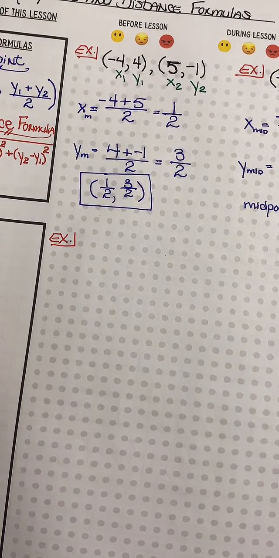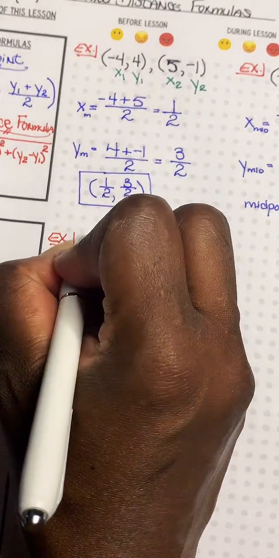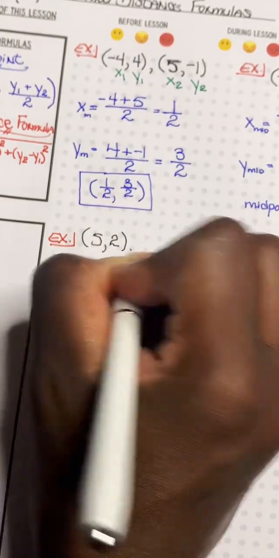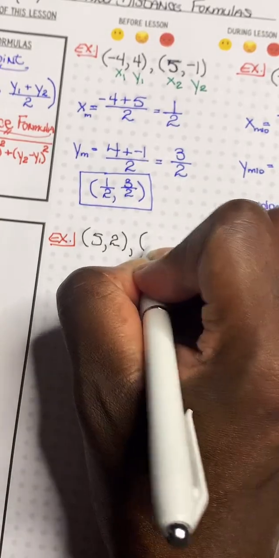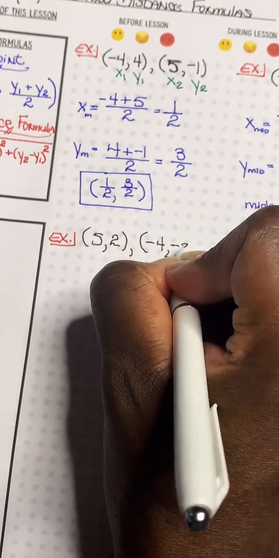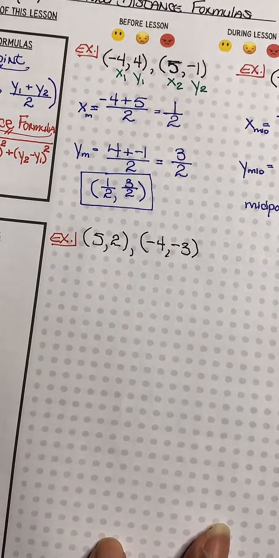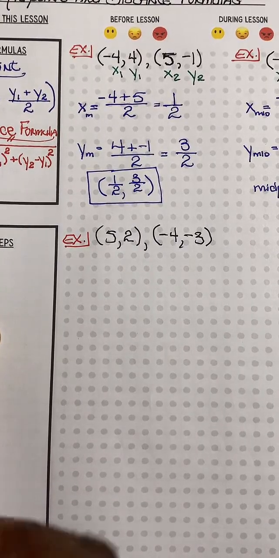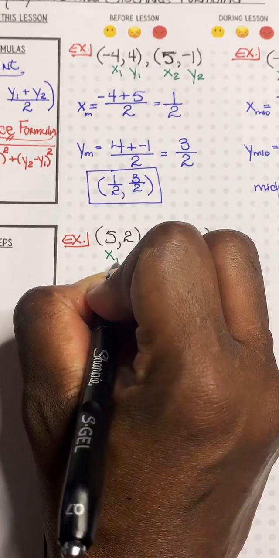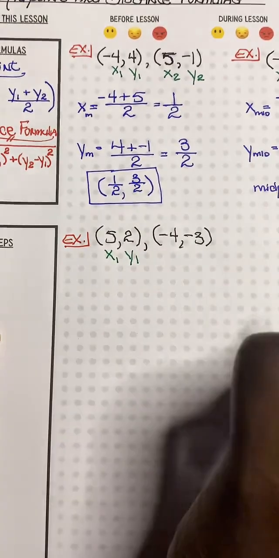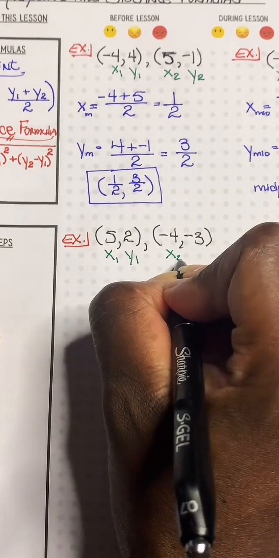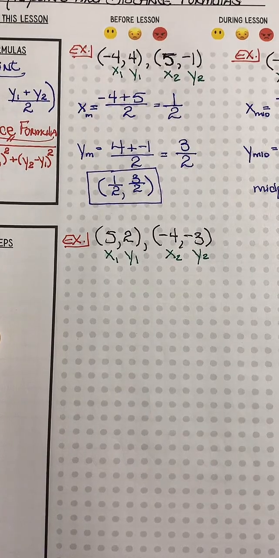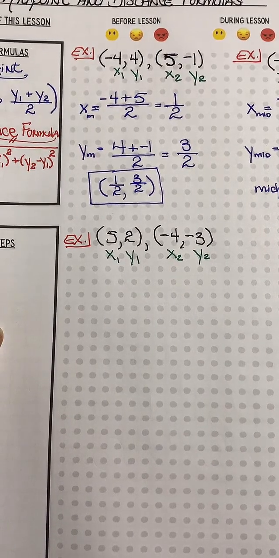So 5, 2, okay, I have that one. So 5, comma 2. Negative 4, comma negative 3. Okay, so this is your first point that you're seeing, so that's your first x and first y. This is the second point, that's your second x and second y. Okay, find my midpoint.